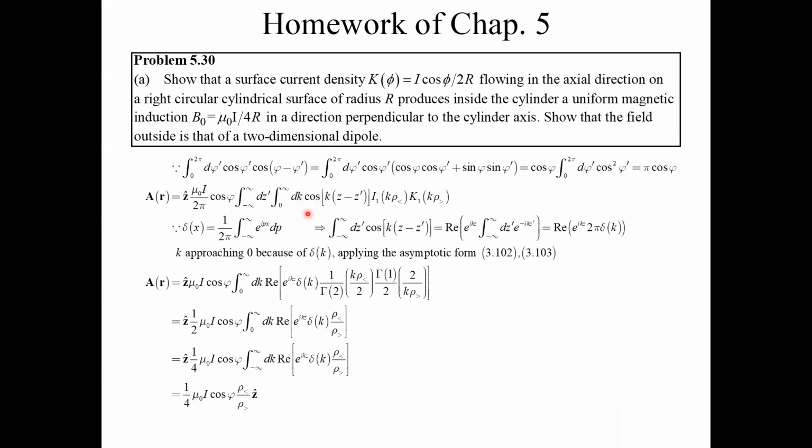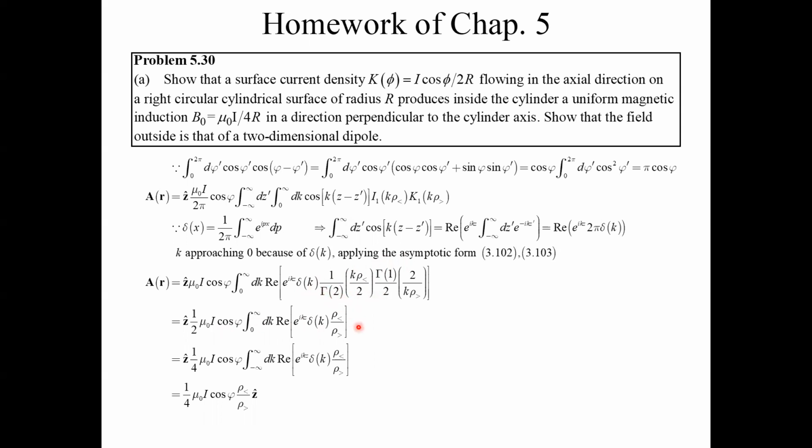So we're sorting our vector potential like this, and use the formula for a small k from the formulas 3.102 and 3.103. We can change our special function into gamma function here, and gamma 1 equals 1 and gamma 2 equals 1, so gamma 1 and gamma 2 are both equal to 1.